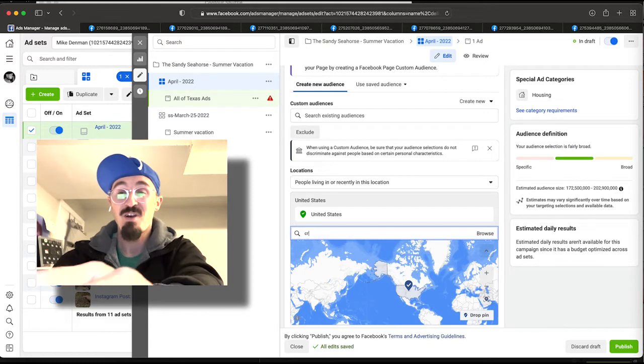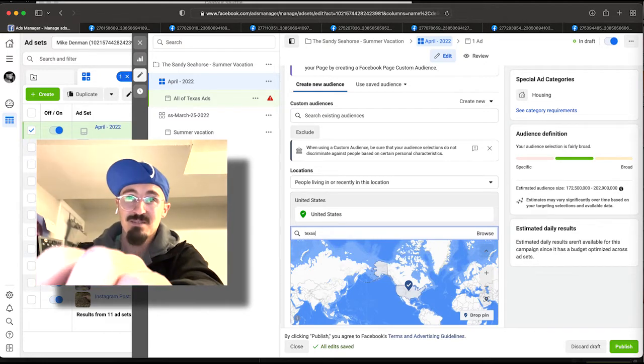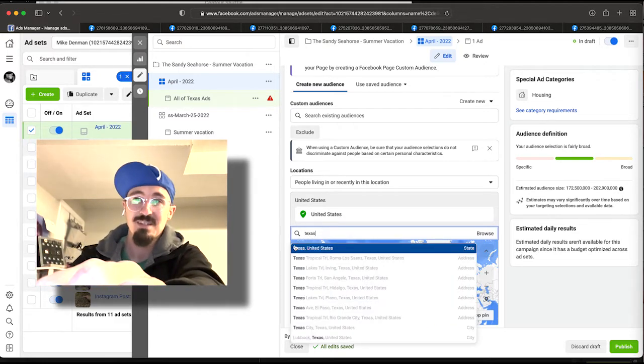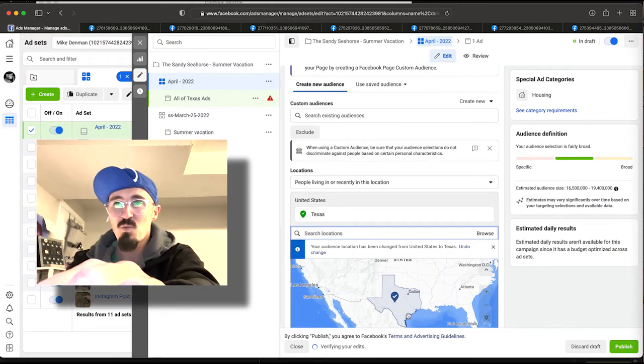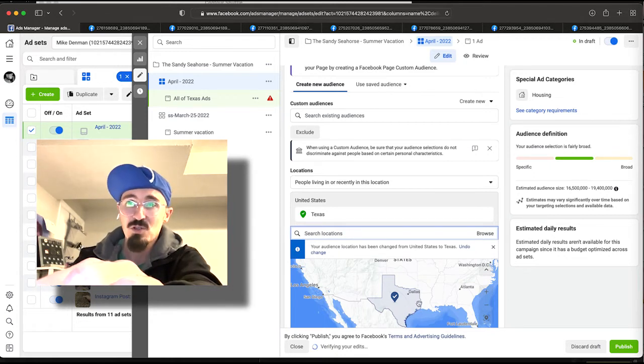All right, so I want Texas. Texas, Texas, Texas. Boom. Now, most of Texas for me actually has been really successful in this region over here, the southeast portion of Texas, which is where Houston is.